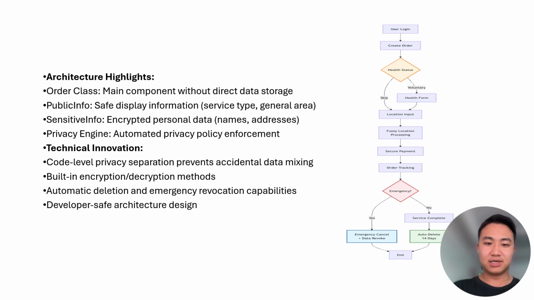The Order class is our main component, but here's the key innovation. It doesn't store user data directly. Instead, it connects to two separate information classes. Public info contains only what we can safely display: service type, general area, and time slots. This is what service providers see when browsing available jobs. Sensitive info holds the real personal data: actual names, exact addresses, phone numbers.